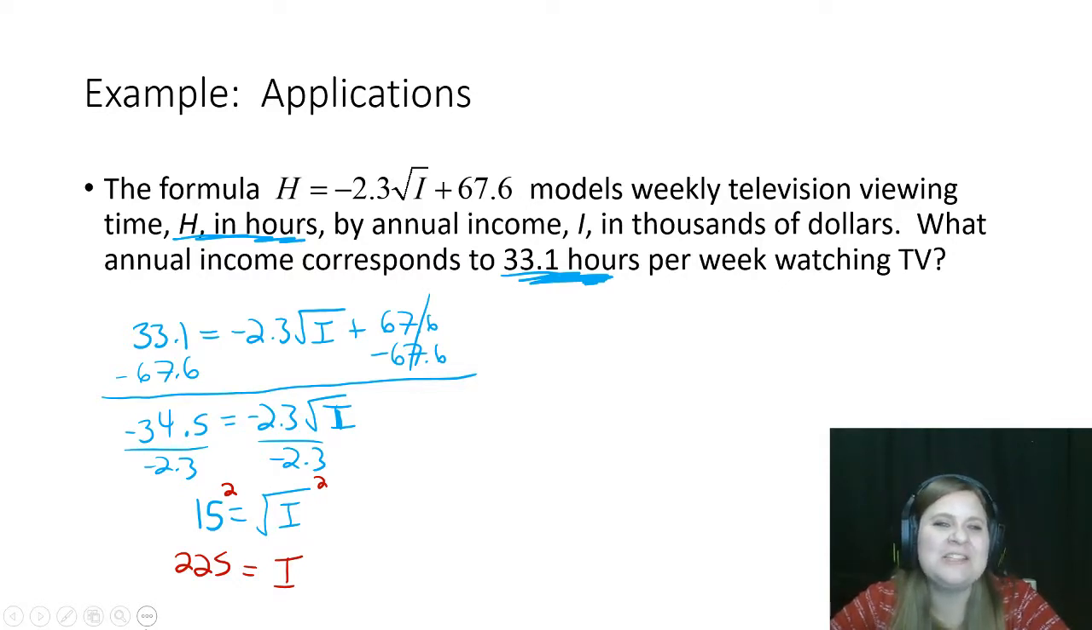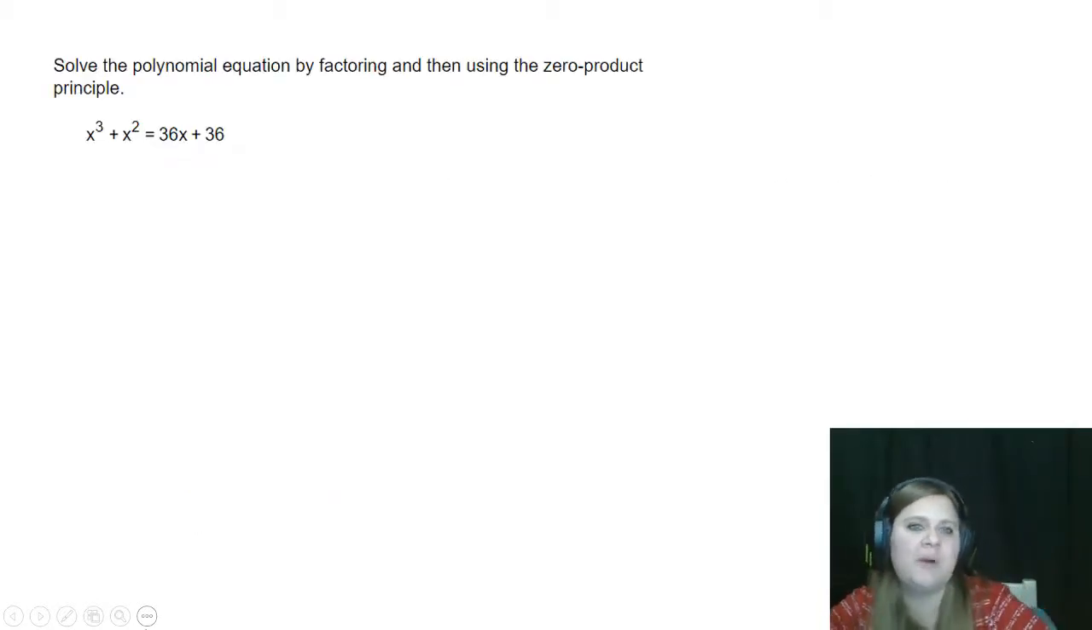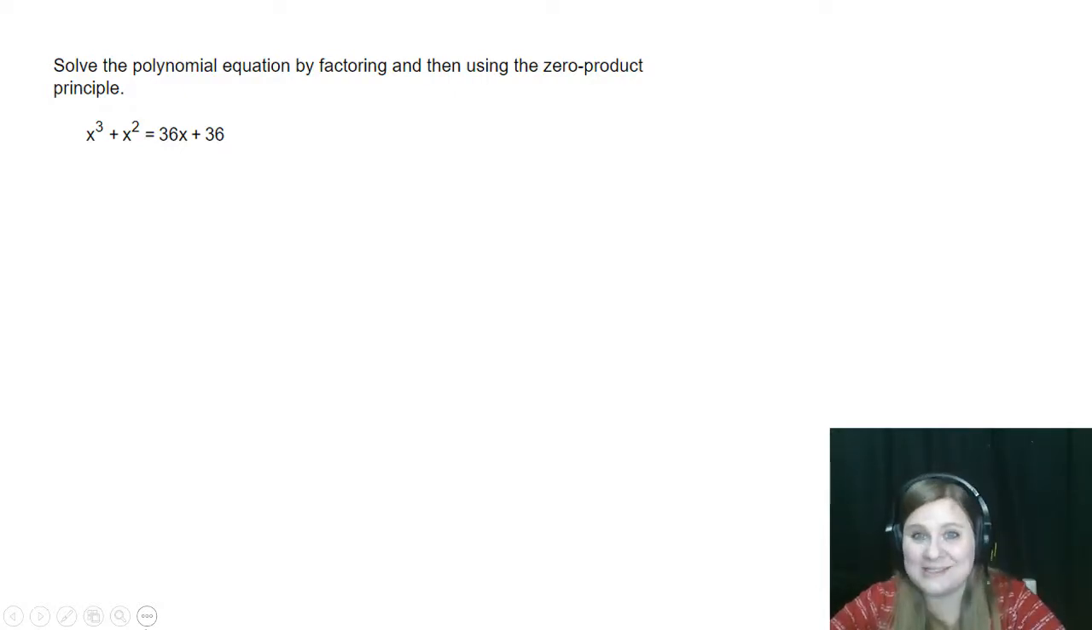All right. So let's take a look at another couple of practice problems. I want you to use the zero product principle and factoring to solve this polynomial equation. Remember to move everything to one side first, because you can't use the zero product principle unless one side equals 0.